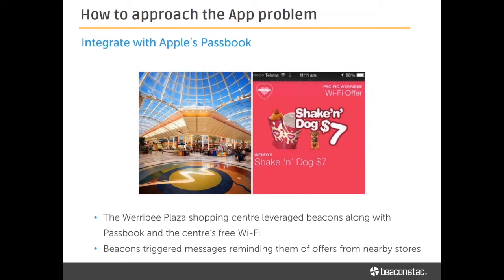So looking at a good Passbook integration example, this is the Werribee Plaza in Sydney, Australia, which leveraged beacons along with free Wi-Fi. So the way it worked was shoppers who entered the mall were given access to free Wi-Fi, where they could just view the catalog of offers available for them. And these offers could be saved on Apple's Passbook, and they could be redeemed at the exact store within the mall. So beacons were set up around the center, and they could trigger messages on the device reminding the shopper that, okay, there's an offer in this store which you could redeem.